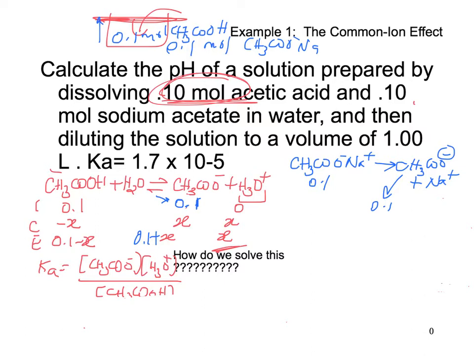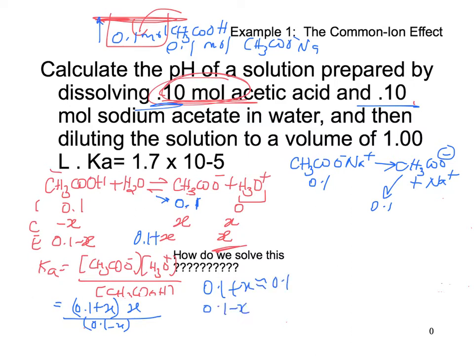And so if you had to plug numbers in, it's going to look like 0.1 plus x times x divided by 0.1 minus x. And again, you have to ask how small is x, so whether the approximation holds true or not. And again, the concentrations are 0.1, so for the reasons we worked on before, 0.1 plus x is going to be about equal to 0.1. 0.1 minus x is going to be about equal to 0.1 as well.